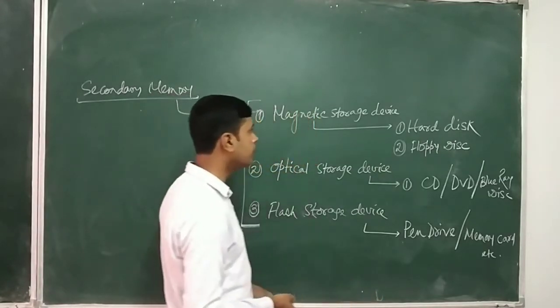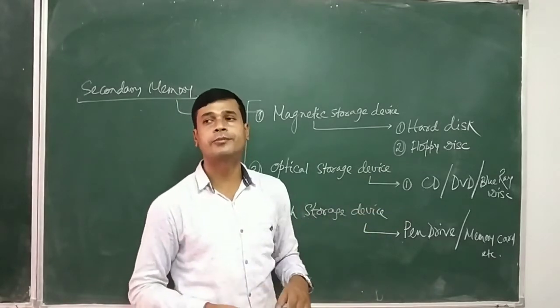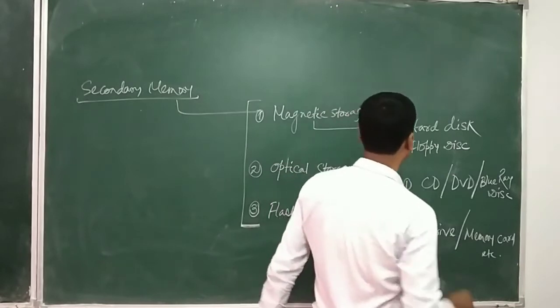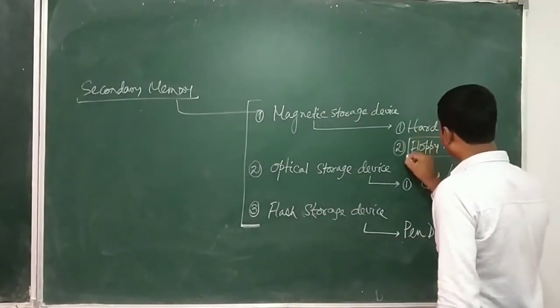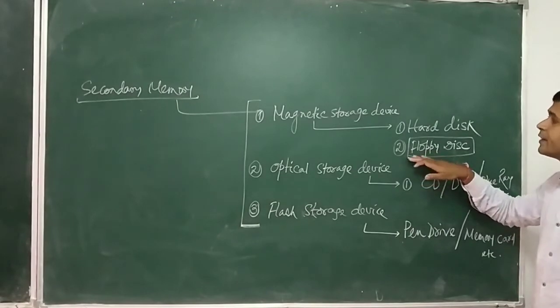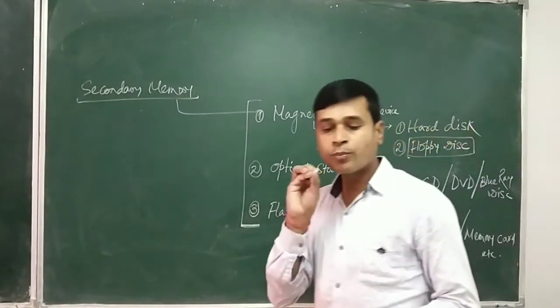With the help of these devices we can store large amount of information and data. So in the magnetic storage devices, floppy disk. Floppy disk is the oldest magnetic storage device which is used to store small amount of data.